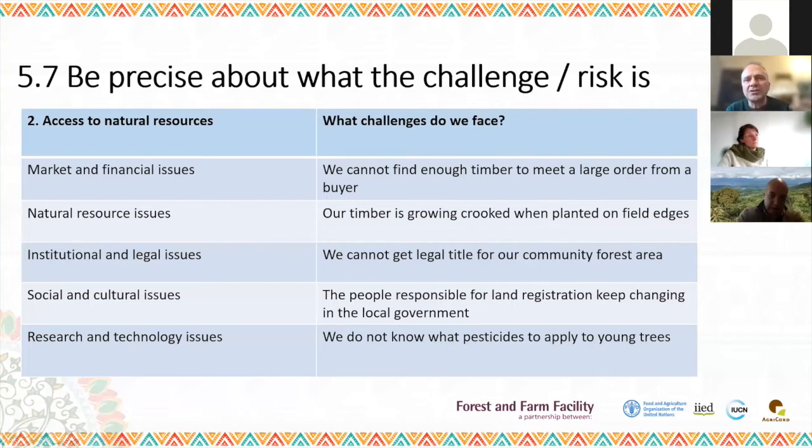There might be institutional legal issues to do with our natural resources. We can't get a legal title for our community forest area. The government have made so many steps to register a community forest area that we're struggling to meet all those steps. And there might be social issues. The people responsible for land registration keep changing in the local government, and then we have to explain it all to them again. And then there may be research issues. We don't know what pesticides to apply to our trees to keep them free of pests and diseases.